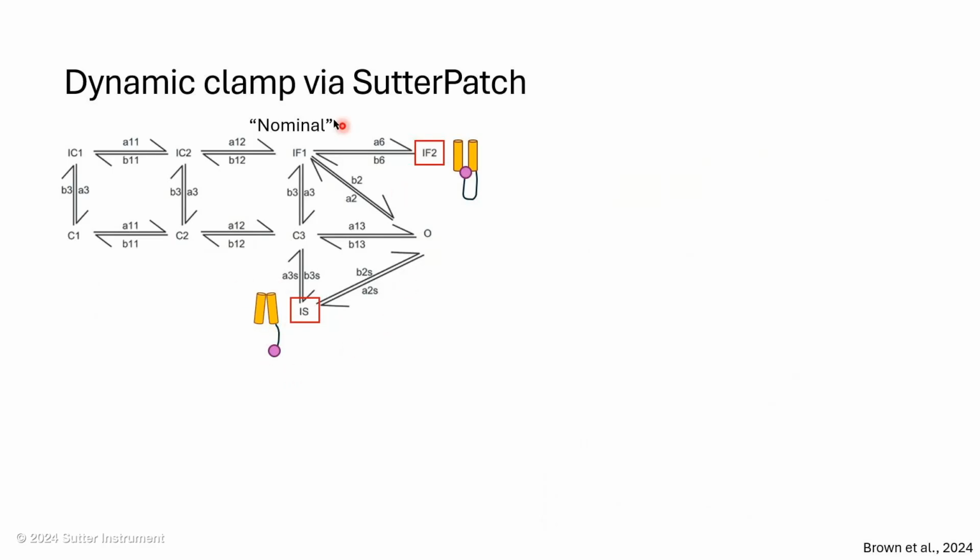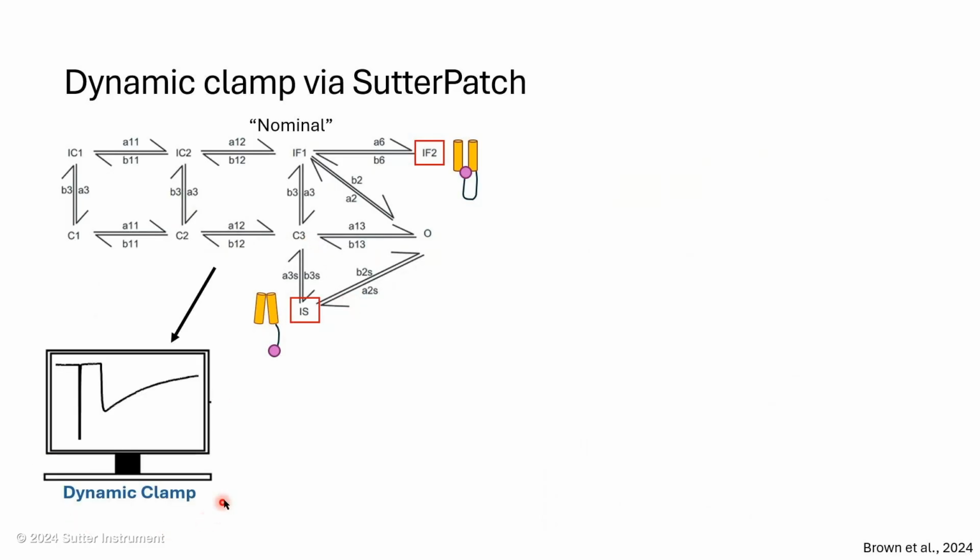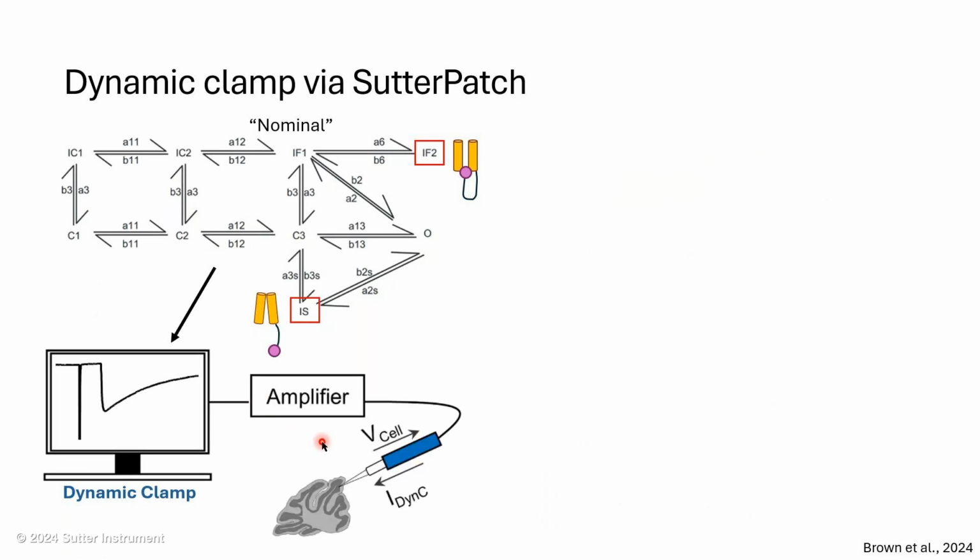So all of this is to say that we can use this Markov model to readily recapitulate all of the different current components that I mentioned previously. And we can do this through Sutter Patch and through Dynamic Clamp. So we can model this current on our computer, and then we can apply this current to real cells by connecting our software to an amplifier, which provides the current for Dynamic Clamp.